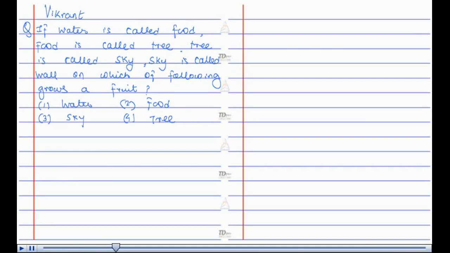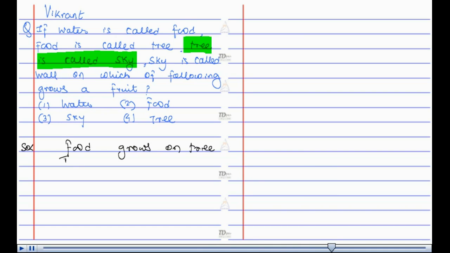The question is, if water is called food, food is called tree, tree is called sky, sky is called ball, on which of the following does a fruit grow? If you look at the question, fruit usually grows on a tree, and tree in this case is called sky. So the solution is that logically we can say that fruit grows on a tree, and tree in this case is called sky. So the answer is third.